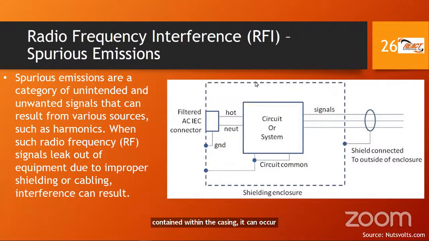Maybe we unscrewed the top cover and we left it off, and all of a sudden now we are emanating spurious emissions. Or maybe the outside shield of our cable is broken between devices, and all of a sudden it's acting as an antenna and sending out the signals through that shield. So spurious emissions are not desirable, and they are considered radio frequency interference.